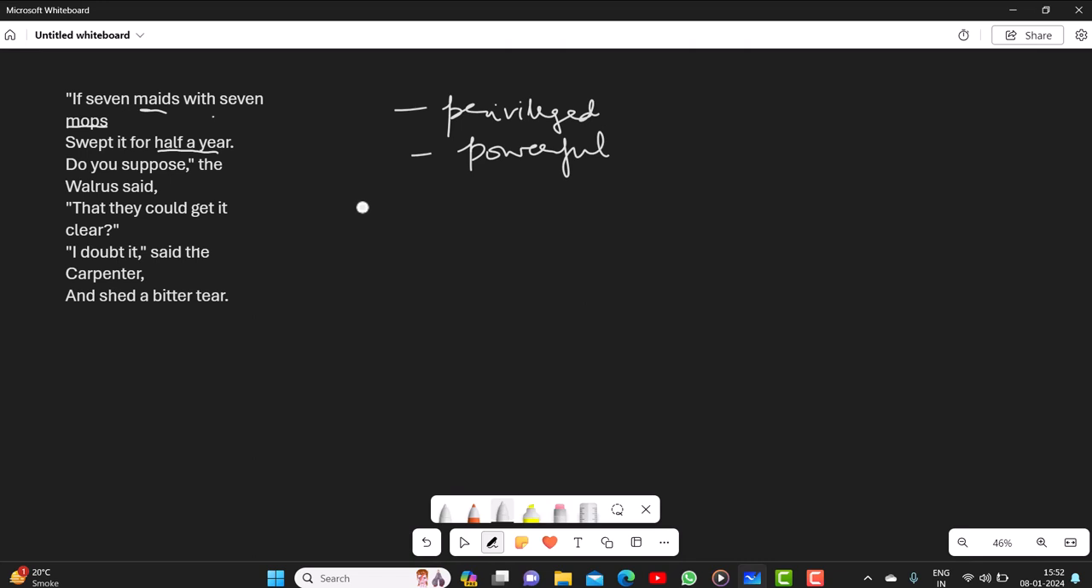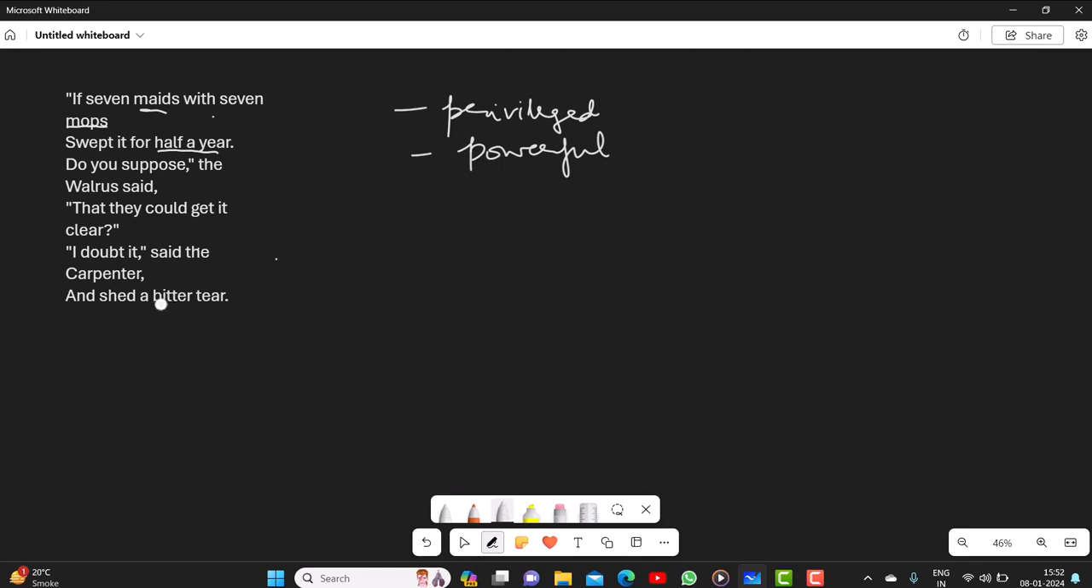However, the carpenter expresses a doubt. "I doubt it," said the carpenter. He expresses a doubt regarding such a possibility. They realize the impossibility of clearing the sand from the beach, even if great efforts were dedicated to this task.